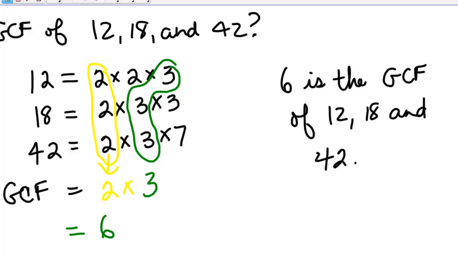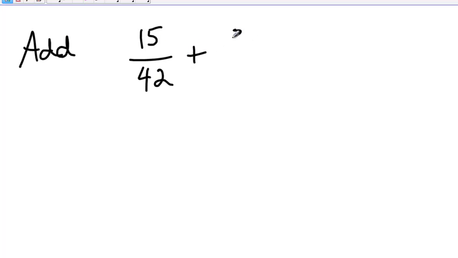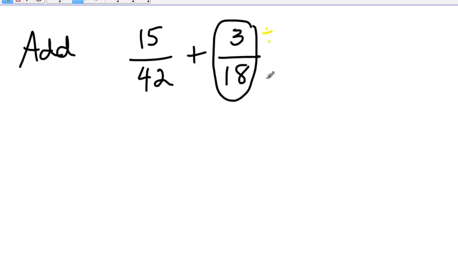Now, where in the world is this used in math? You've probably been introduced to the GCF repeatedly in the past. Think about this one. What if I ask you to add 15 over 42 and 3 over 18? If you're going to reduce a fraction, you know you divide by the biggest thing that goes into both of them. In other words, you divide by the GCF. If you're going to add 2 fractions, you need to get this to be the same. How do you get it to be the same? That's the next lesson. To get those to be the same, we actually do something called a least common multiple.